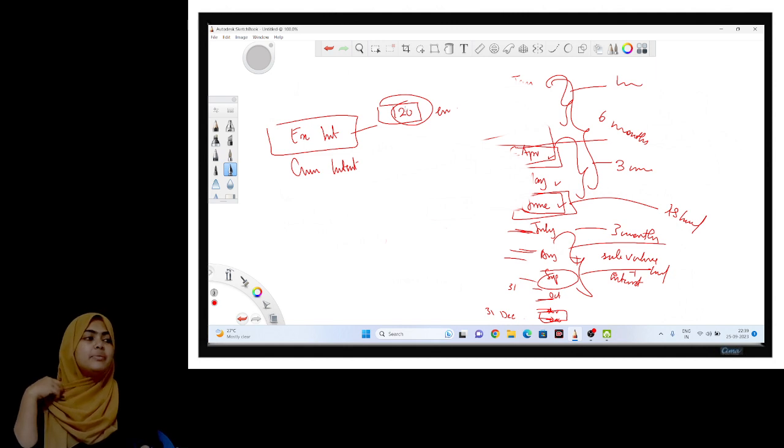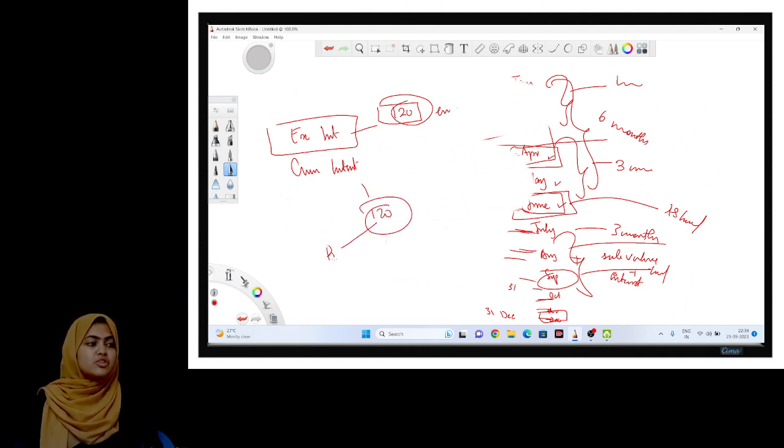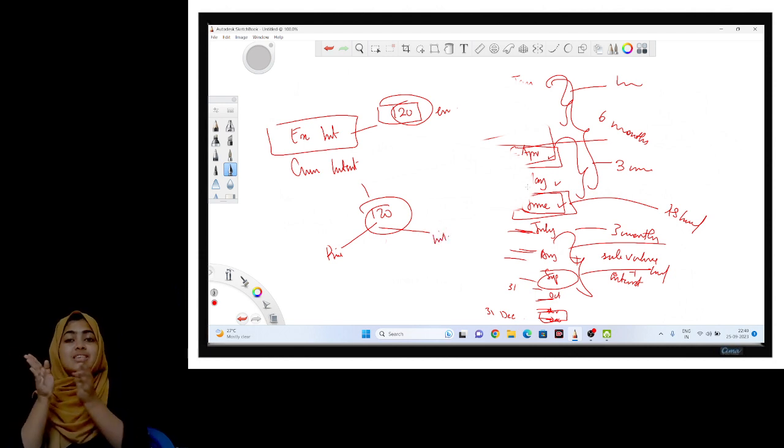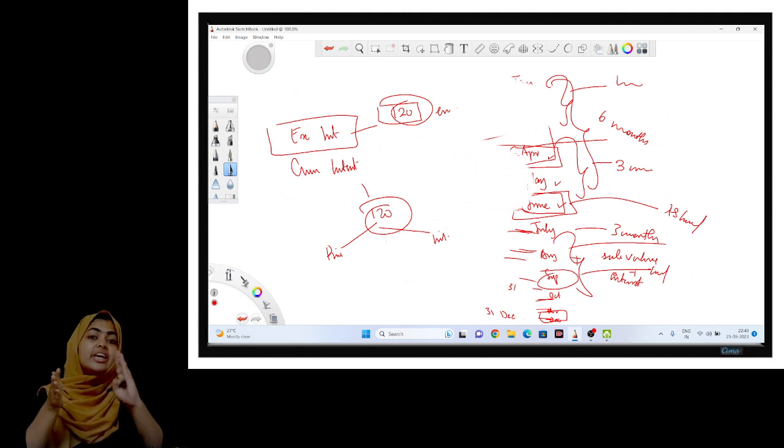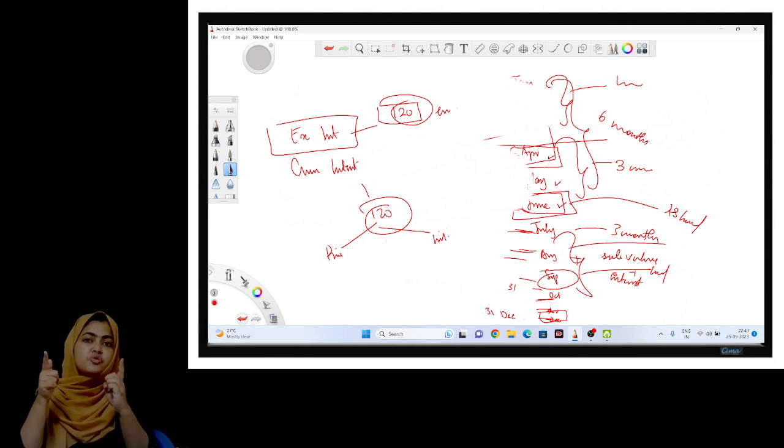But if they say cum-interest price, that means interest is being included there. So if they say 120 cum-interest price, it means in this 120 itself, the price of the debenture, the cost of the debenture, is there, and interest will also be there. This you have to identify. When you see a question, you should keep in mind that ex-interest price means interest is not included, and cum-interest means the opposite.